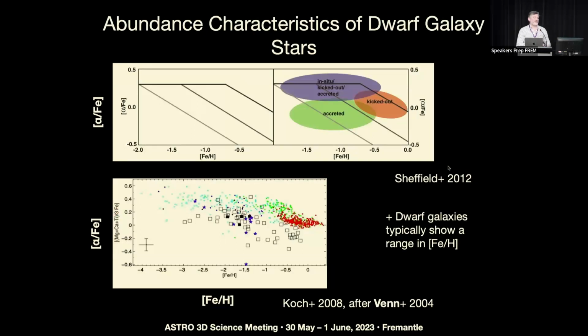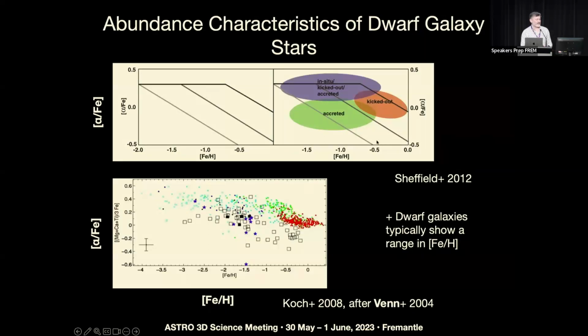All right, some very gross characteristics, gross in the sense of general, broad, not in the sense of disgusting, characteristics of dwarf galaxy stars. So above, in the upper panel, you see a theoretical model. Lower, you see actual real data.